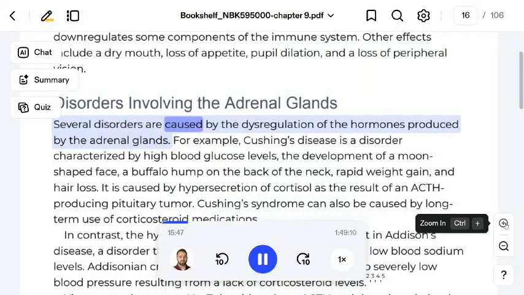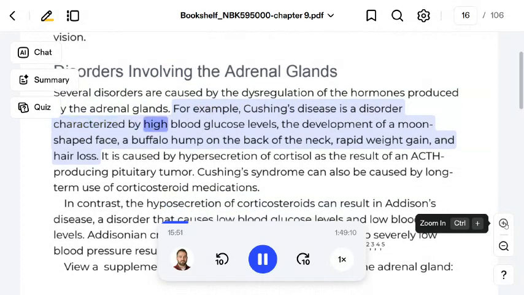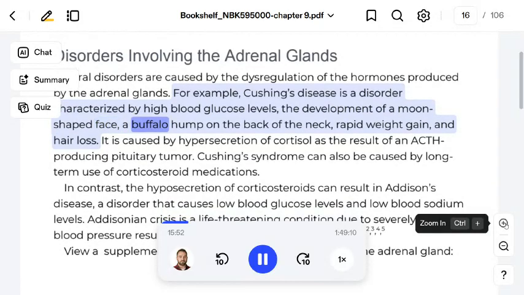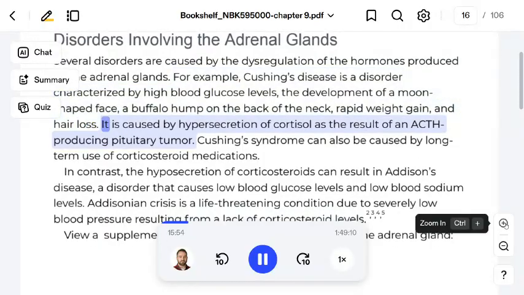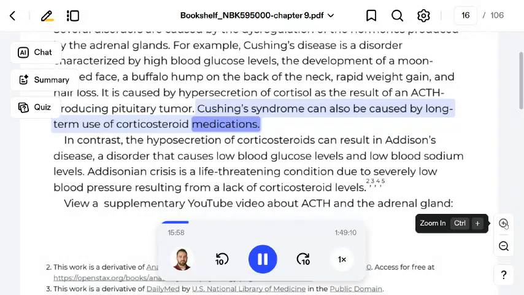Several disorders are caused by the dysregulation of the hormones produced by the adrenal glands. For example, Cushing's disease is a disorder characterized by high blood glucose levels, the development of a moon-shaped face, a buffalo hump on the back of the neck, rapid weight gain, and hair loss. It is caused by hypersecretion of cortisol as the result of an ACTH-producing pituitary tumor. Cushing's syndrome can also be caused by long-term use of corticosteroid medications.